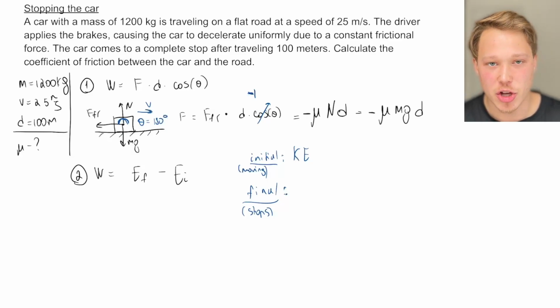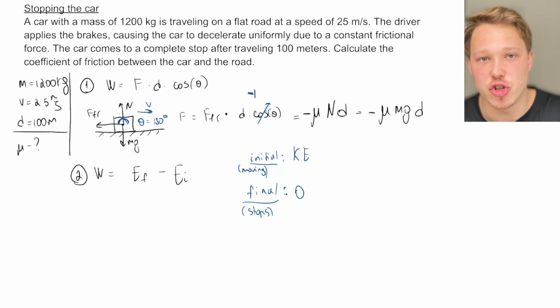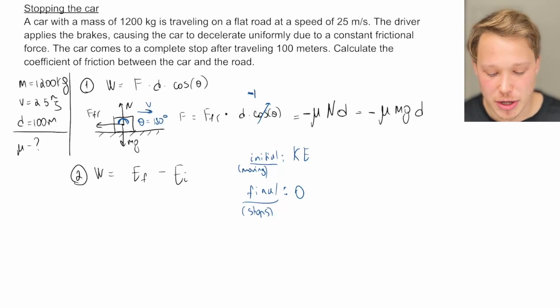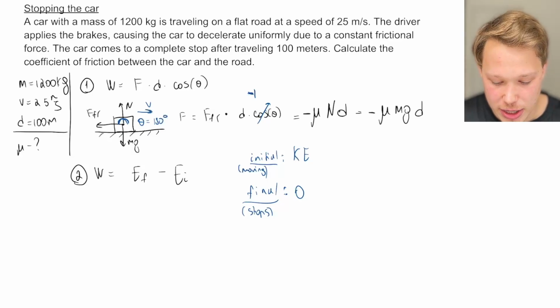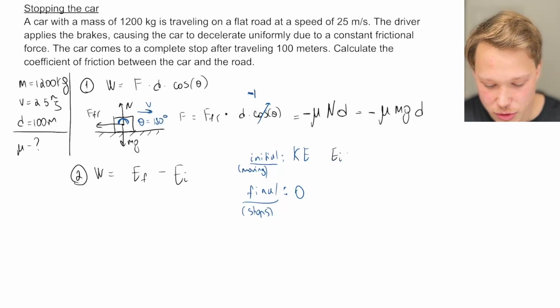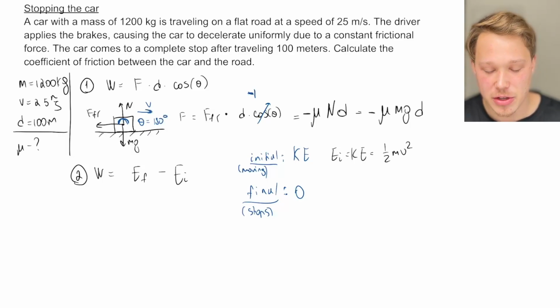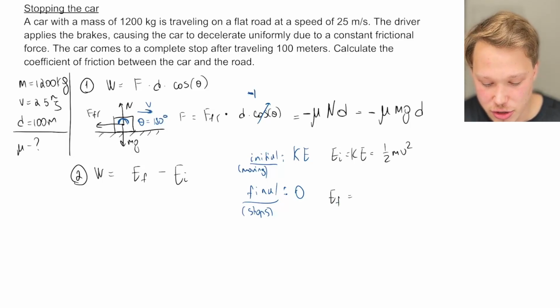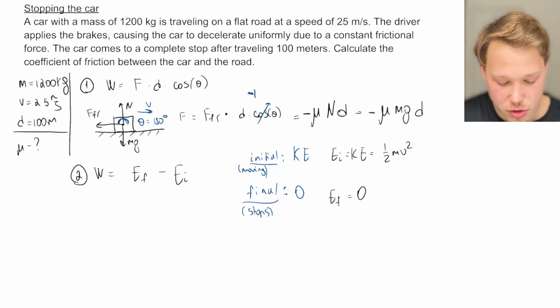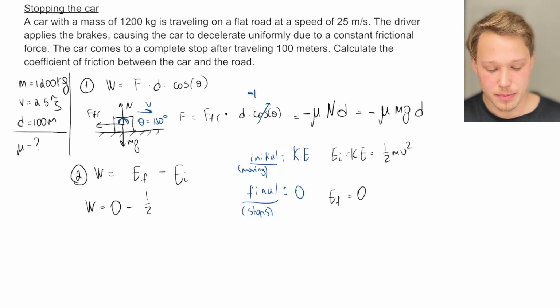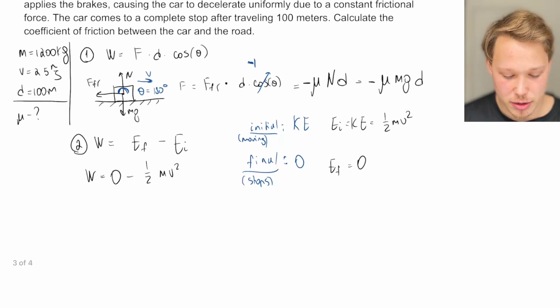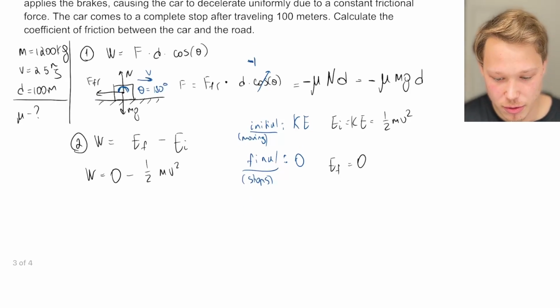What about the final moment? The car stops, so therefore it has no more kinetic energy. It has no potential energy because again, there's no height and there's no spring that is being compressed. So initial energy is equal to kinetic energy, and the formula for kinetic energy is 1/2 mv squared, and the final energy is equal to 0. So work over here will be final, 0, minus 1/2 mv squared. Or we don't have to write this 0.